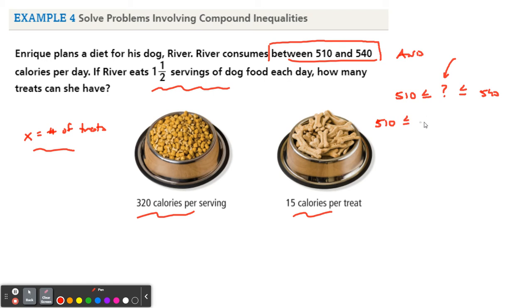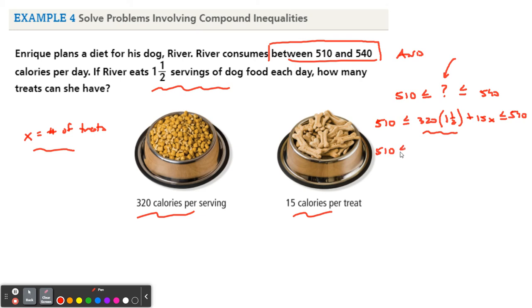Okay, so what makes up the food that River eats each day? Well, his actual dog food. So 1.5 servings of this 320. So he has 320 calories per serving times 1.5 of those, plus 15 calories per serving of a certain number of treats. And that needs to be less than or equal to 540. So I fit it all on there. Good for me. Okay, so we're going to simplify this real fast.